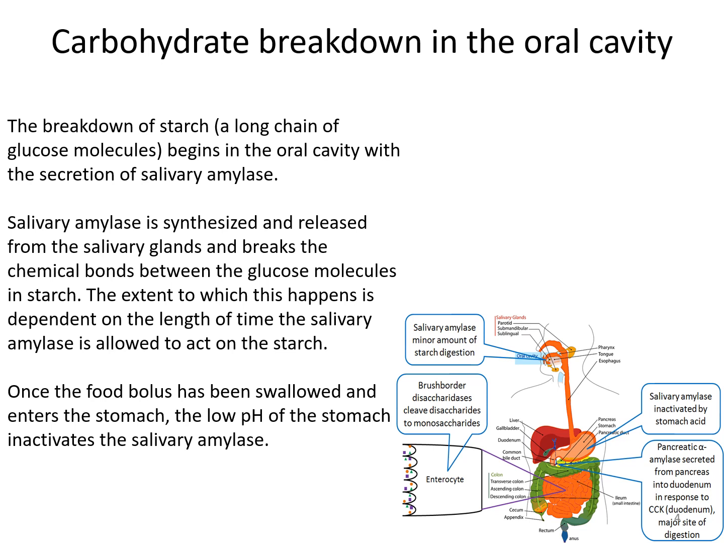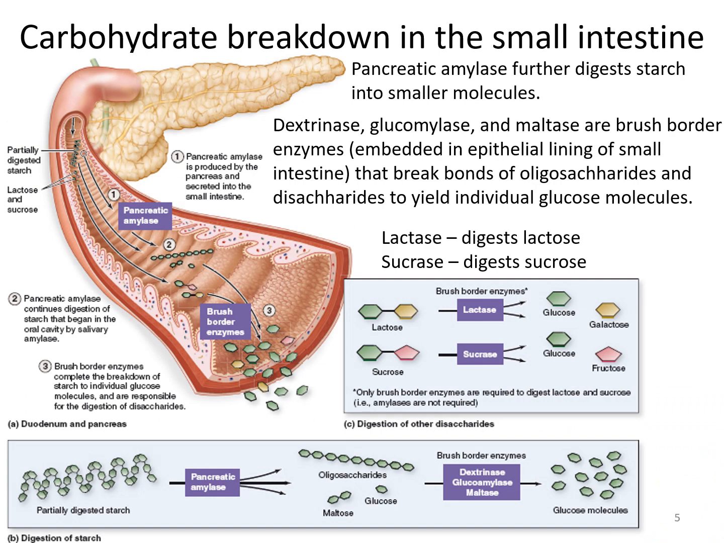Once you create that bolus of food and swallow it and it goes into the stomach, the low pH of the stomach inactivates the salivary amylase. Salivary amylase is the enzyme that breaks down starch. It is synthesized and released in the oral cavity. That's where it does its job. Once it's been swallowed with the food bolus and hits that acidic environment of the stomach, salivary amylase is done doing its job. Then the food will spend some time in the stomach and move on to the small intestine.